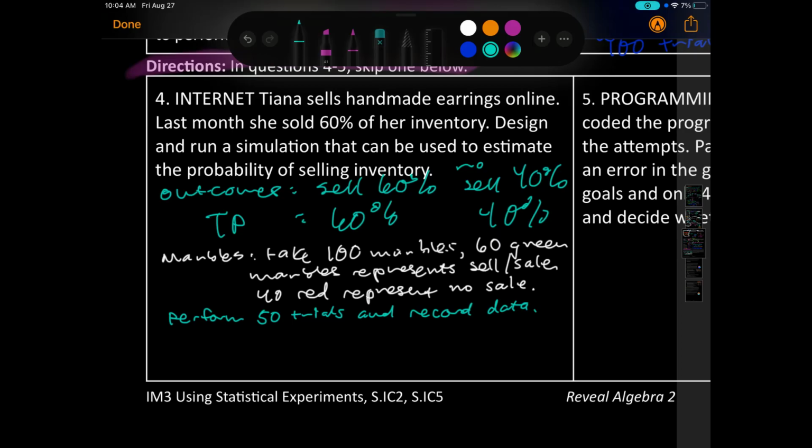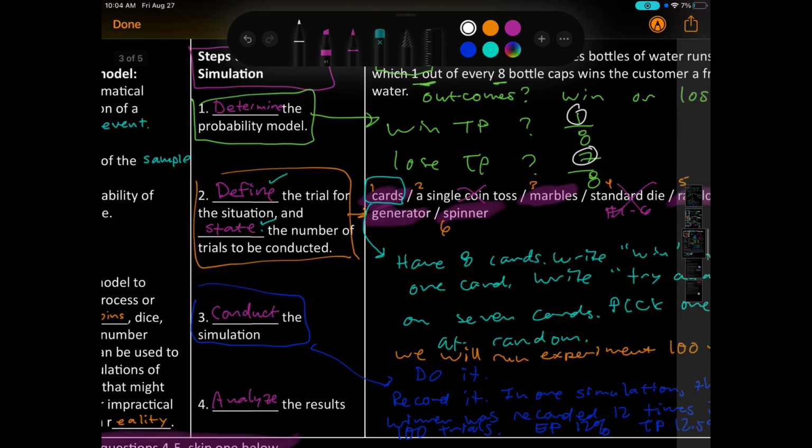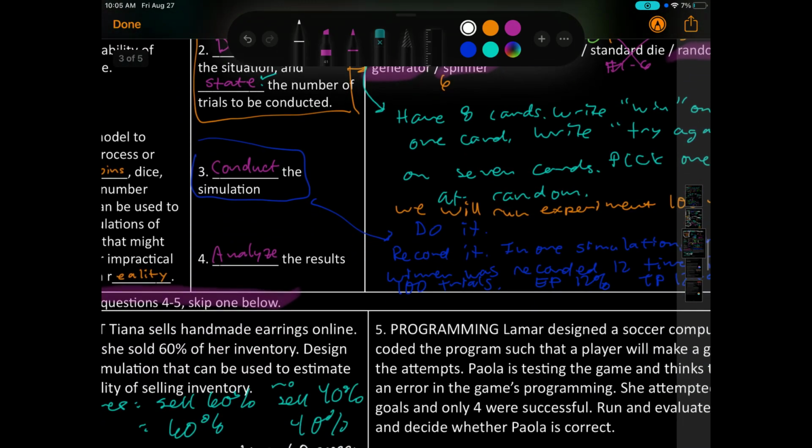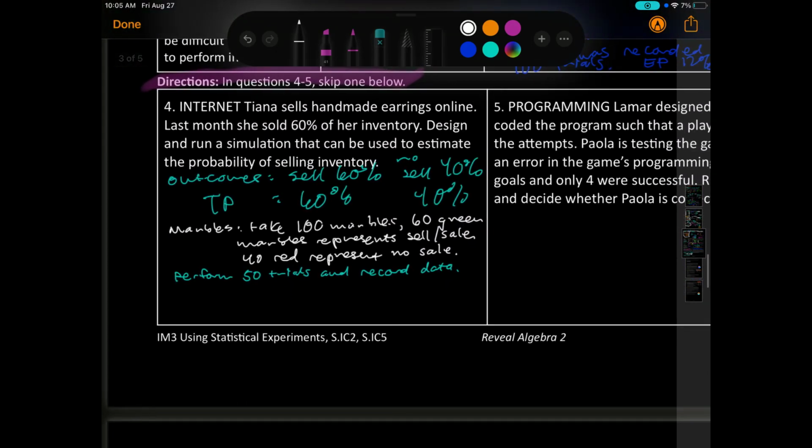And let's just say then you have your results, right? So going through this, we determined the probability model. We defined the trial for the situation, state the number of trials. We said 50. We conduct it, and then you analyze it. So let's just say you did this.